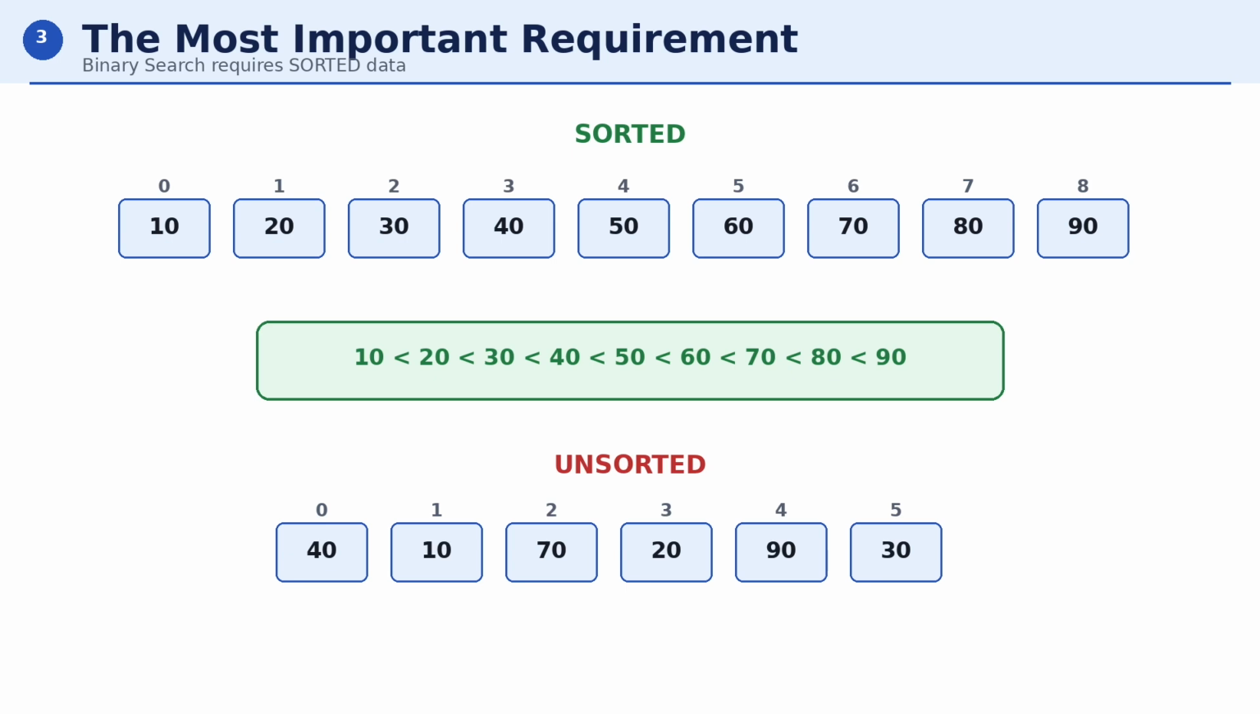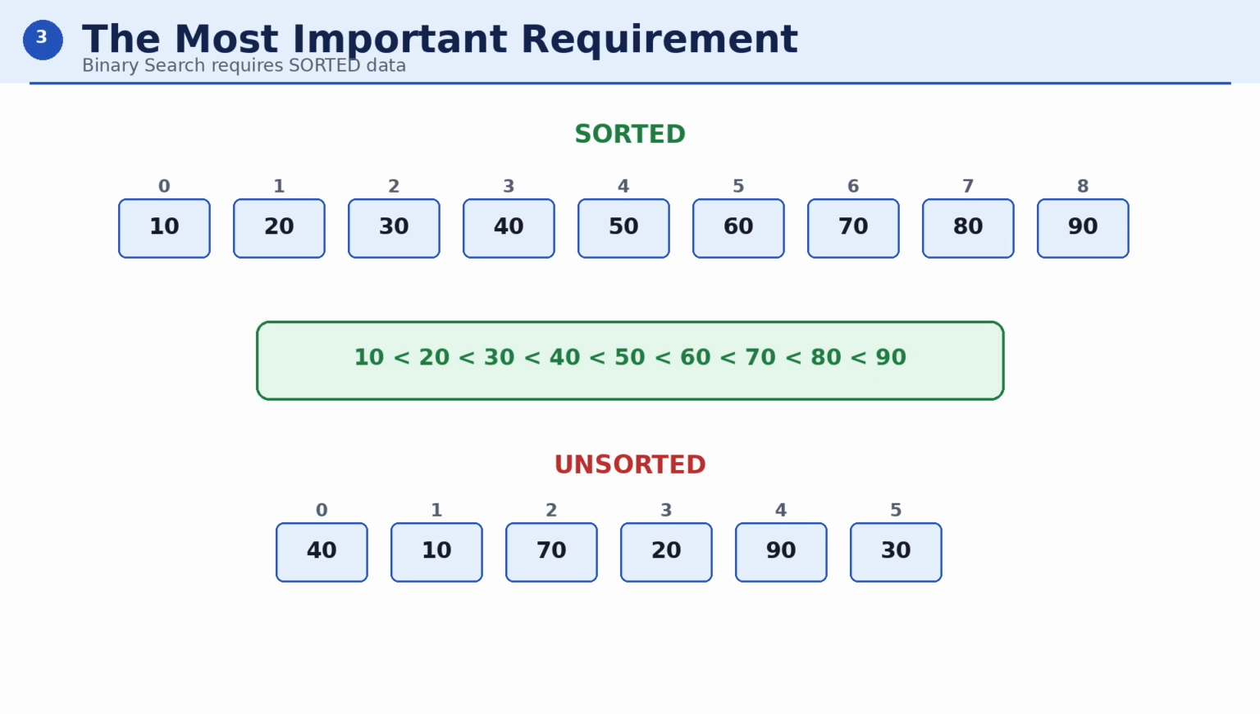Before we understand the algorithm, there is one rule you absolutely must remember. Binary search requires sorted data. For example, this array is sorted: 10, 20, 30, 40, 50, 60, 70, 80, 90. The numbers are arranged from smallest to largest. Why is this important? Because binary search makes decisions based on the ordering. If we look at the middle and discover that our target, the number that we are trying to find, is greater than the middle value, we know that the target must be somewhere on the right side. Because the data is sorted, we can safely ignore everything on the left.